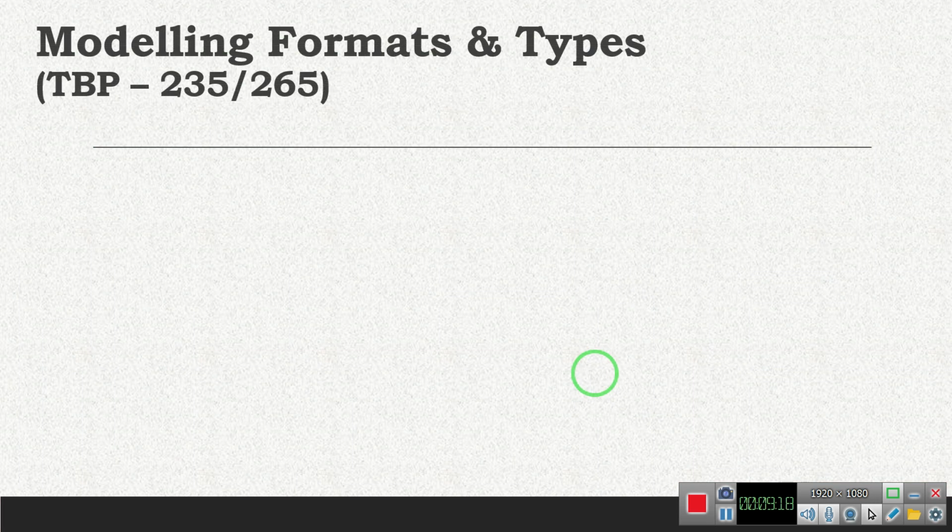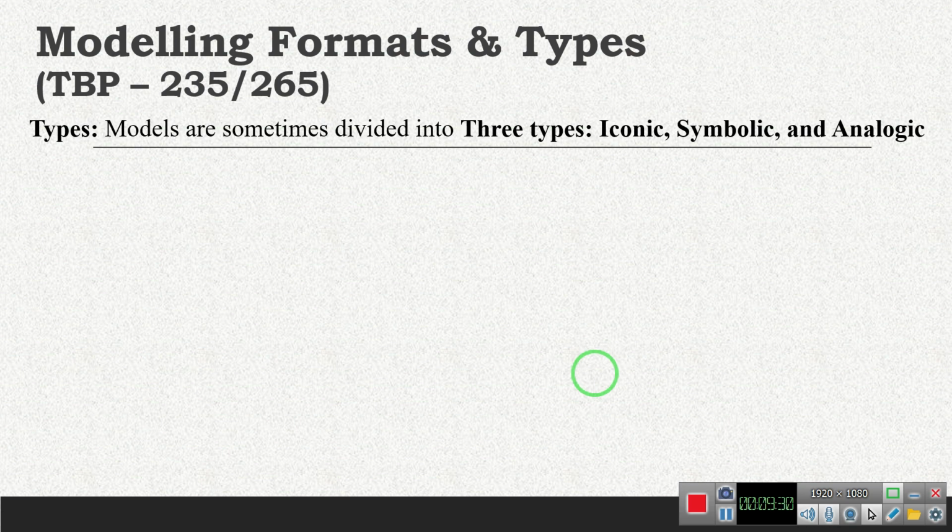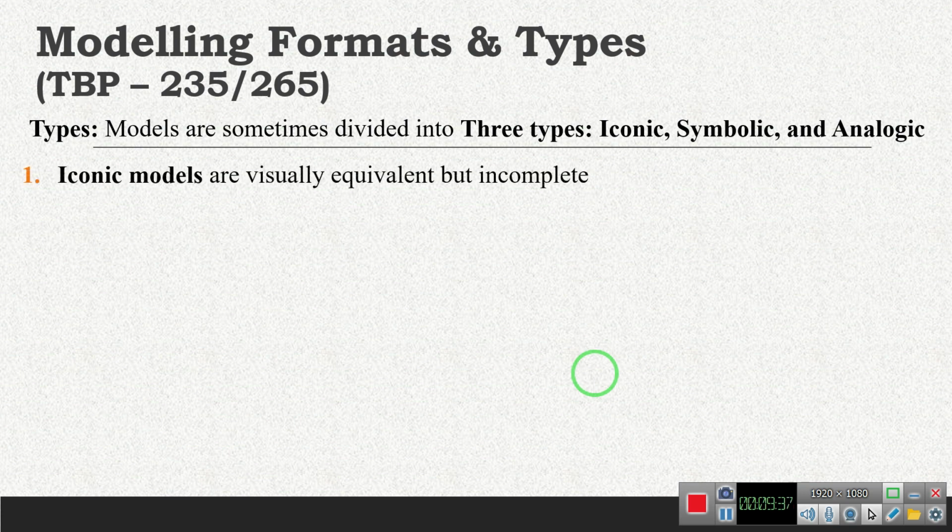So what are the modeling formats and types? We have two methods of modeling: we can have a format or we can have a type. First we study the types, and then we'll go to the formats. Models are sometimes divided into three types: iconic, symbolic, and analogic. Iconic models are visually equivalent but incomplete. We can see and understand what it is, but it is not the actual solution.